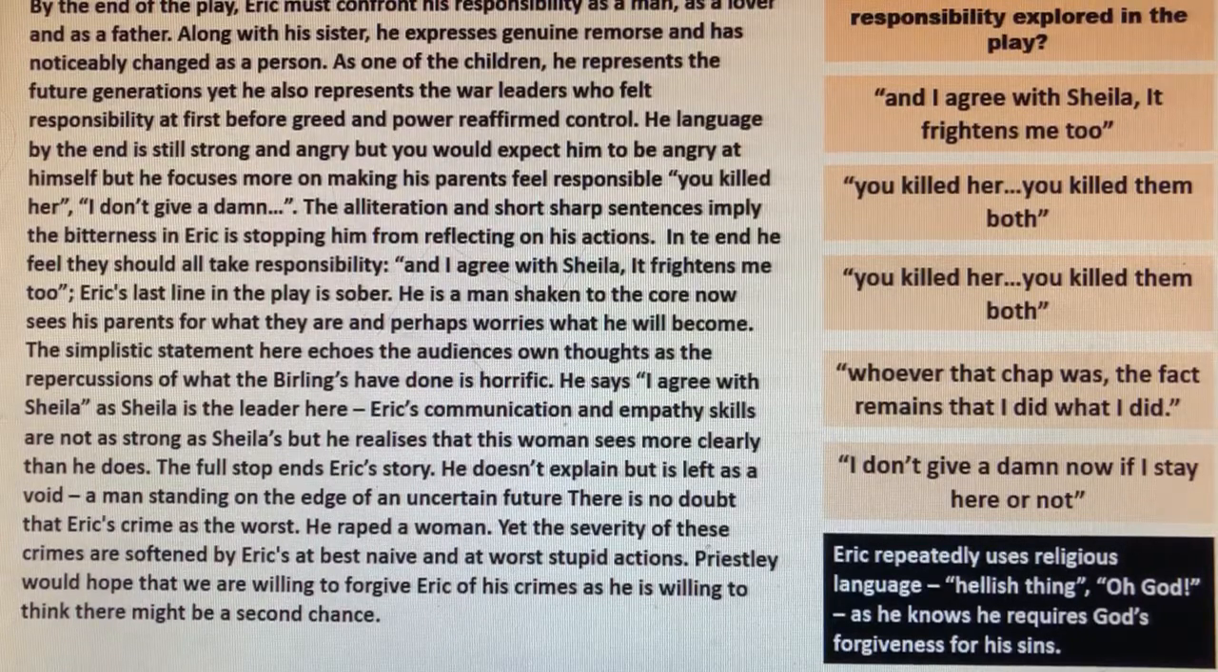Now, if I was doing a question on responsibility, I'm not sure I would use Eric as my example. I'd probably use him perhaps as one of my examples, but equally talk about Mr. Birling, Arthur, and Mrs. Birling as well. But hopefully by hearing this revision guide and looking through this exam answer here, this has given you some ideas of some really good stuff you can write about Eric.